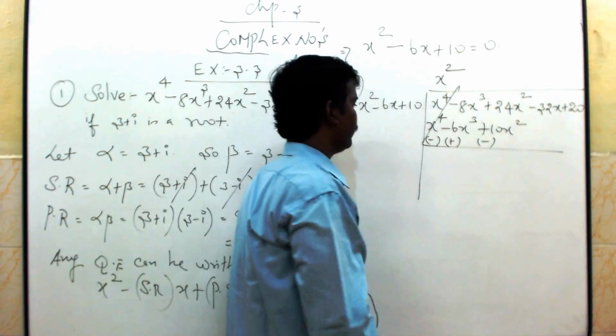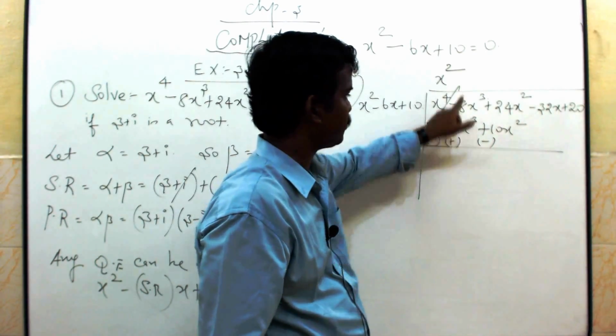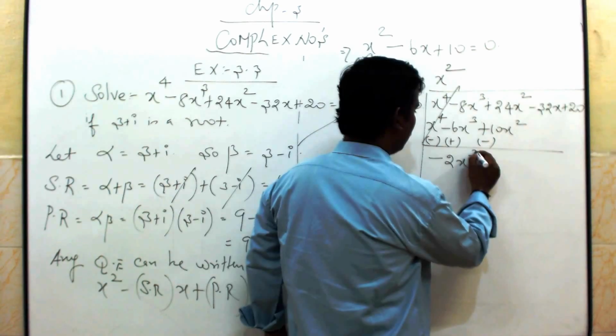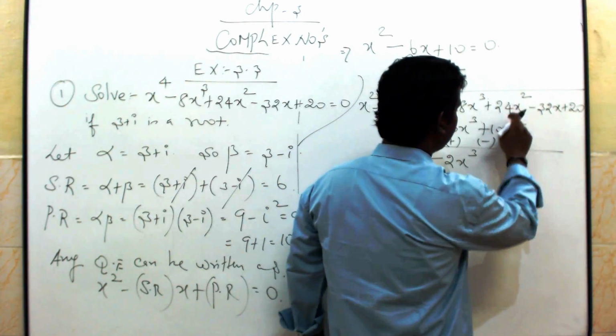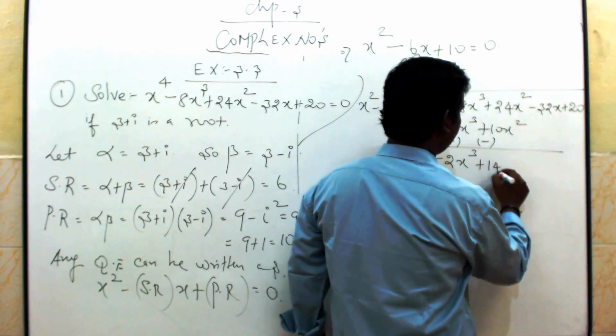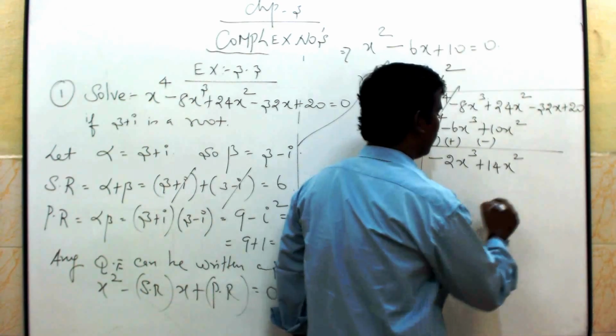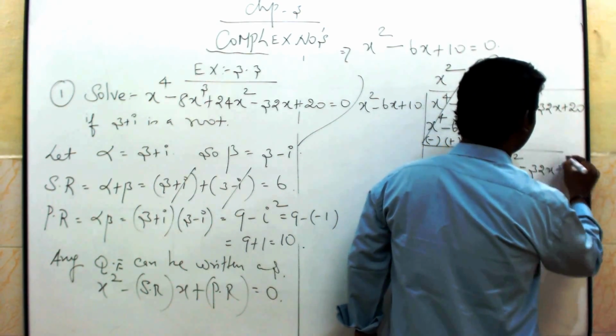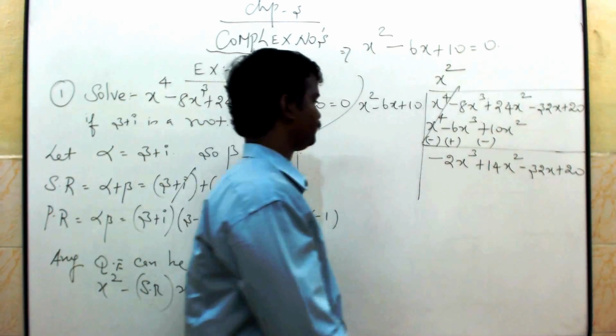ரெண்டு அப்படியே கேன்சல் ஆயிடும். Now tell me what is plus 6x cube minus 8x cube minus 2x cube. And what is 24x square minus 10x square plus 14x square minus 32x plus 20.